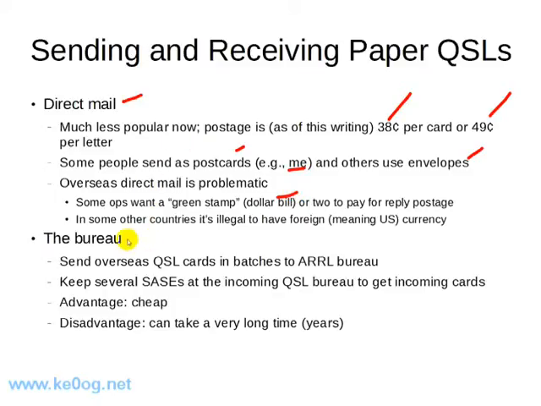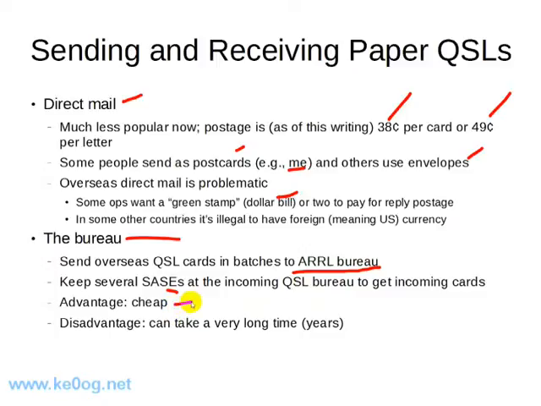The other method, safer, is the Bureau. Been set up for many decades. You send your overseas QSL cards, by overseas I mean a country outside the U.S., in batches to the ARRL Bureau. You need to be a member of the ARRL to do this. And then there's an incoming QSL Bureau. There's one for each call district from 1 through 9 and then 0. You send your self-addressed stamped envelopes to them, and when they get enough cards, they'll send some to you.